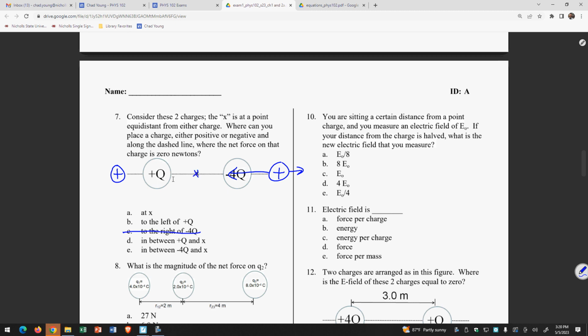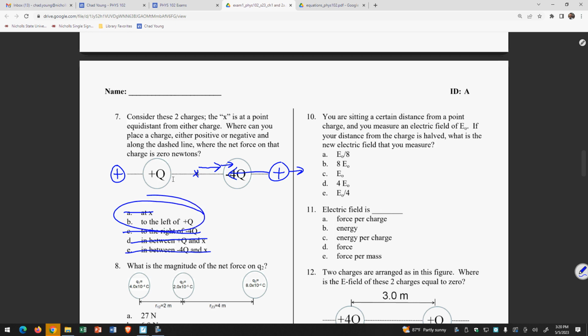Likewise here, if I'm in the middle, I have a big attractive force and a repulsive force. So no matter where I am in between the plus q and the minus 4q, they're always going to be in the same direction, so they're never going to cancel out. So I can't be at x or in between plus q and x or in between minus 4q and x. So that leaves only b.